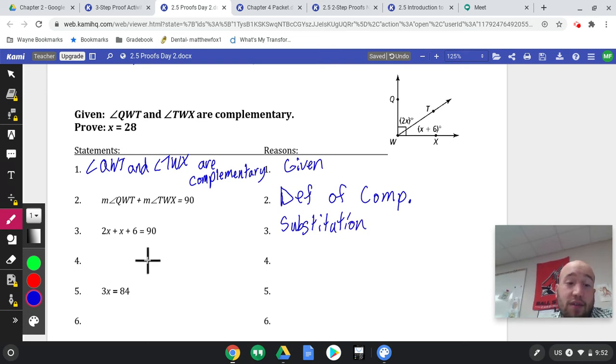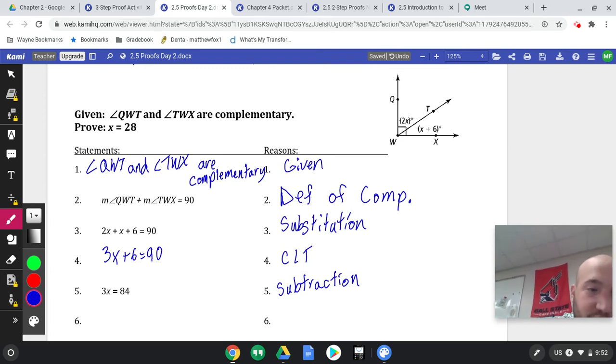Now, this next step, there's two things you can do. You can either combine your like terms or subtract. It doesn't matter which one you do first as long as you do both. I'm going to go ahead and combine like terms, and so CLT. Then we subtract that 6 over from 90, and that will be subtraction. And then your final step here, if we divide, we are going to get x equals 28, and our reason is division.